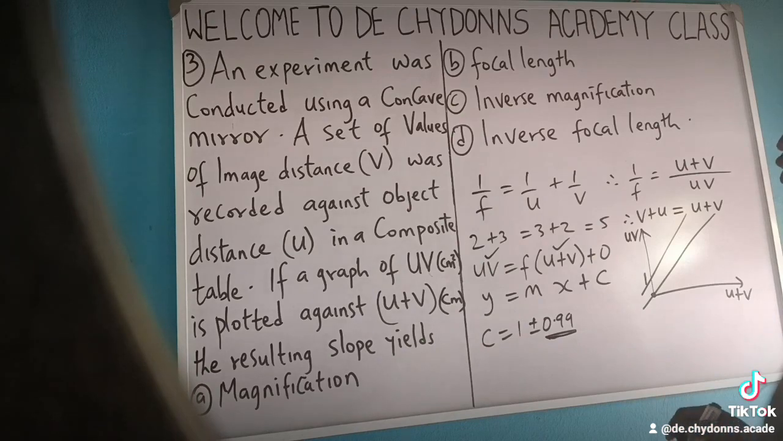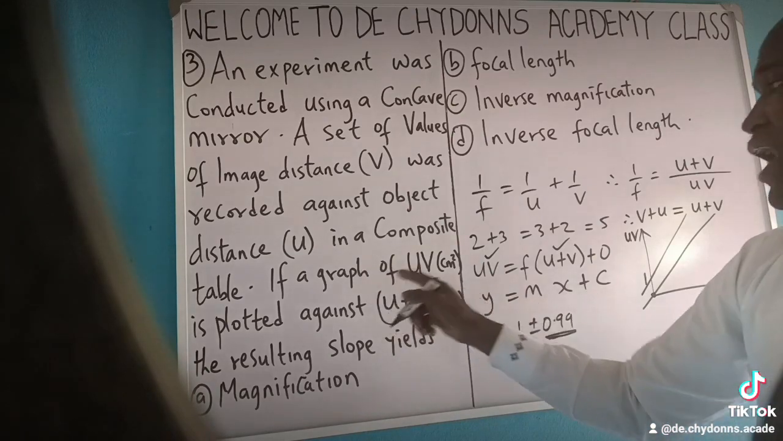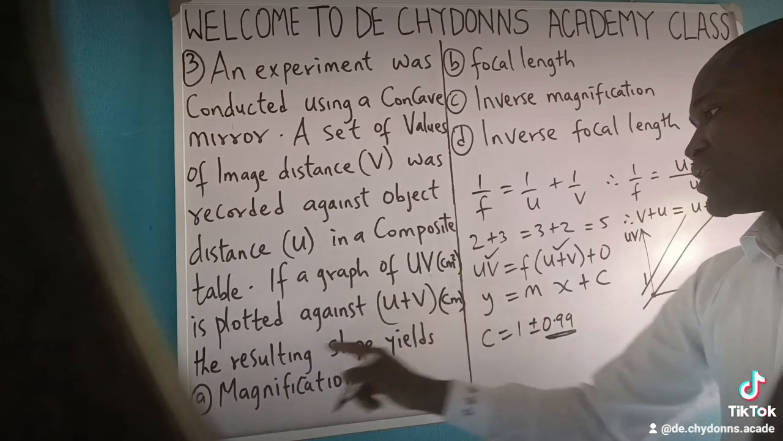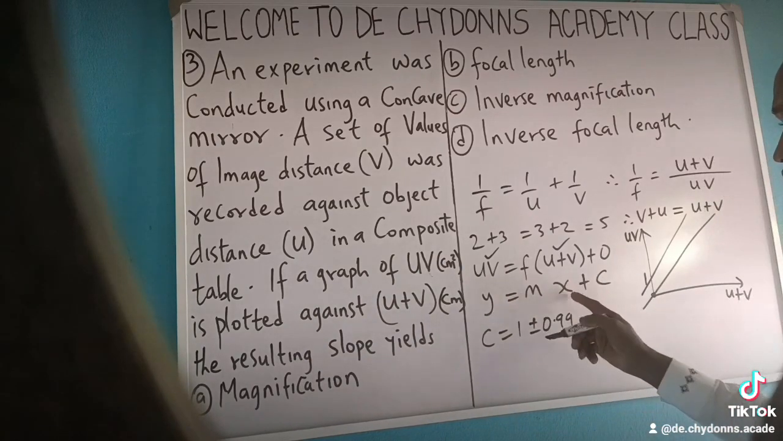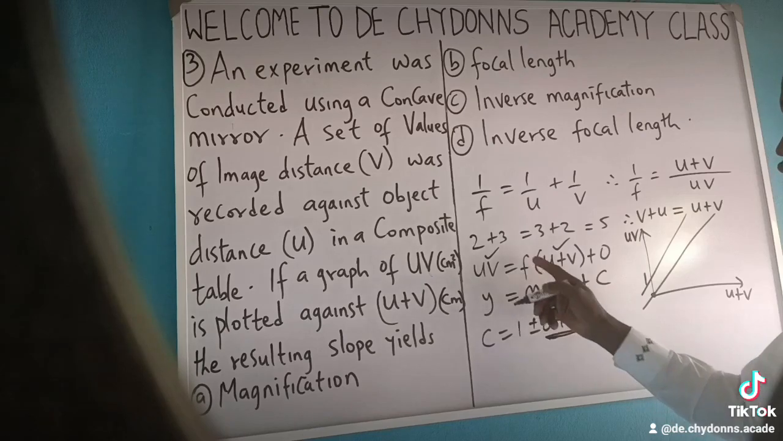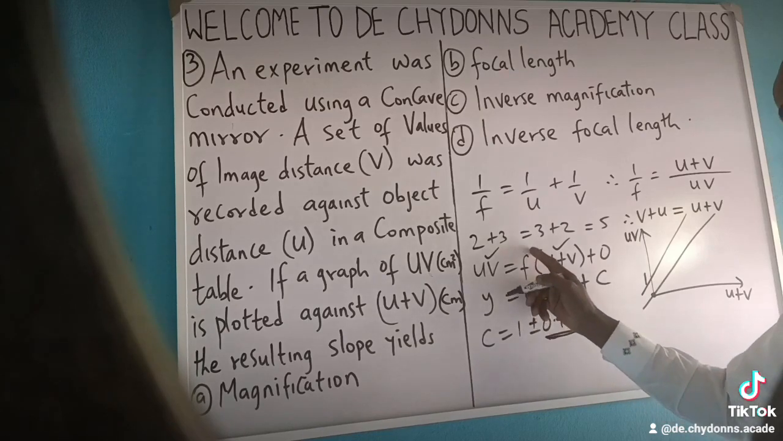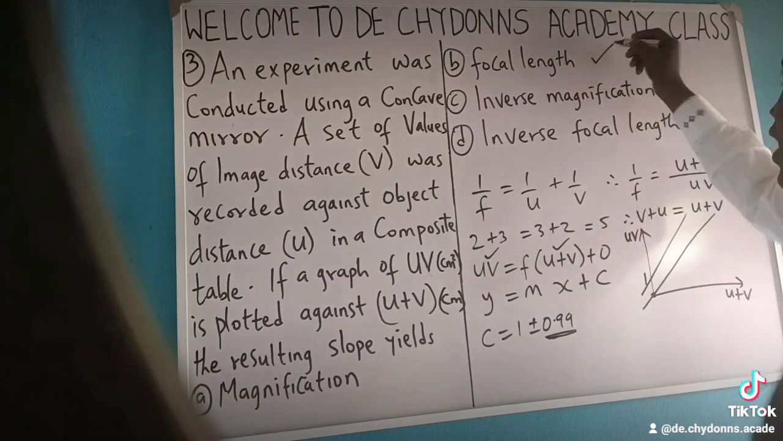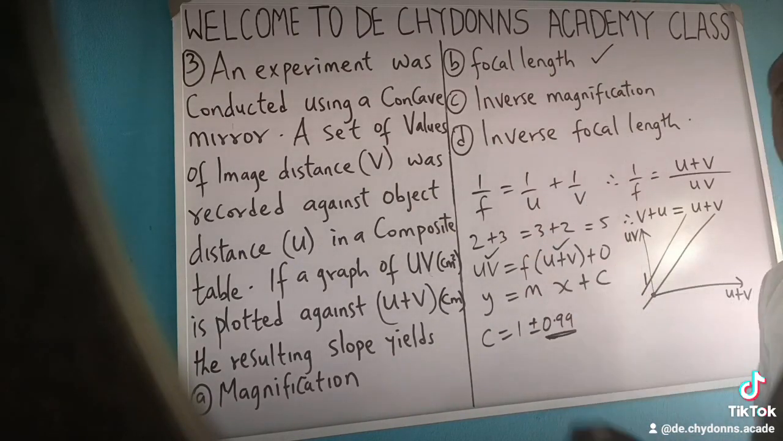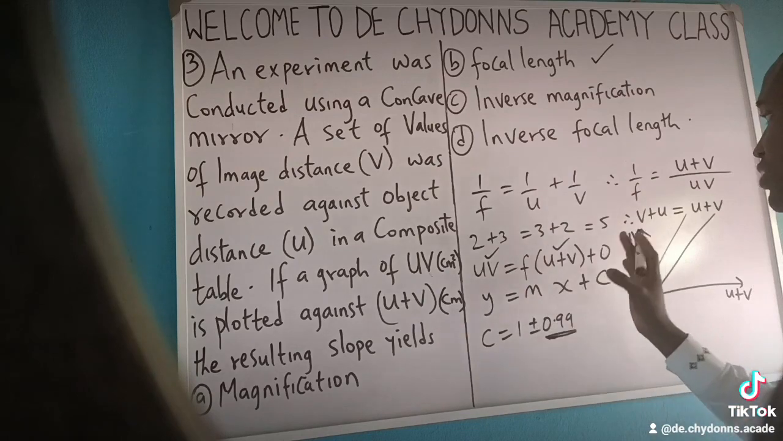So they said if a graph of this is plotted against this, the resulting slope yields... We have said it: y against x, m will be the slope, and the slope corresponds to the focal length. So we'll say the answer is focal length. That is for question number 3.